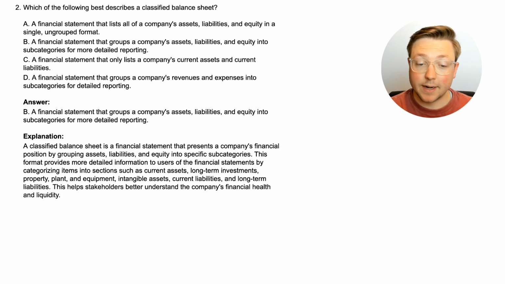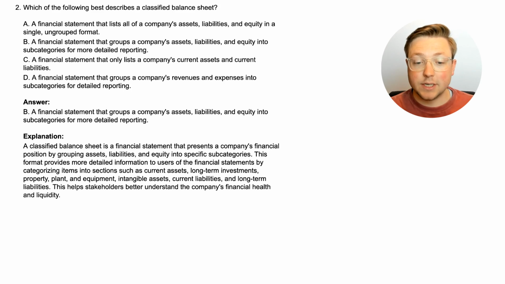And the answer is a financial statement that groups a company's assets, liabilities, and equity into subcategories for more detailed reporting. Honestly, it's probably what you see in your day-to-day work. This is probably the most common thing that you typically see, just a normal classified balance sheet that shows you the different categories of the assets and the liabilities and the equity.